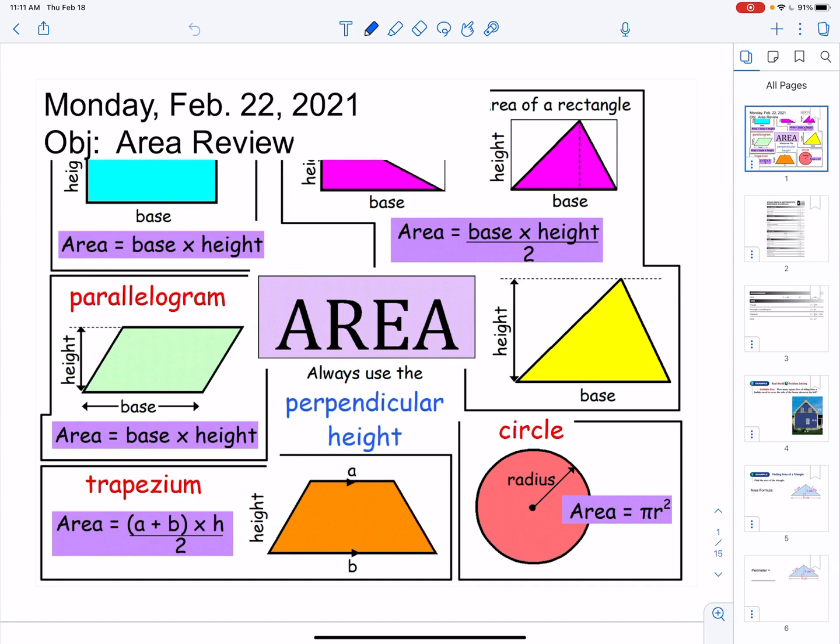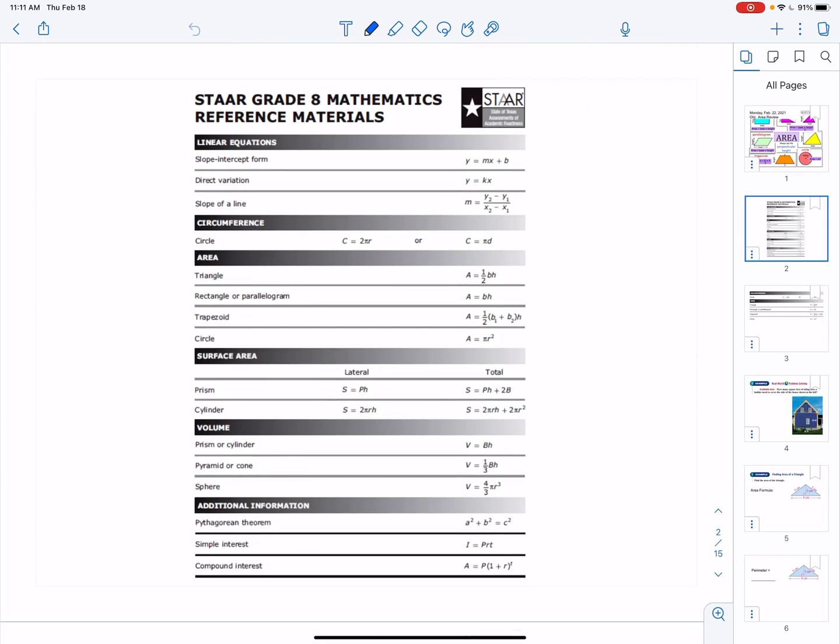Hello class, today we're going to talk about area one more time. Okay, this is day 2 of our area, so I'm going to run through each of the formulas that you need in order to be able to complete your assignment today. Okay, so let's remember, all of your formulas are found on your formula chart.